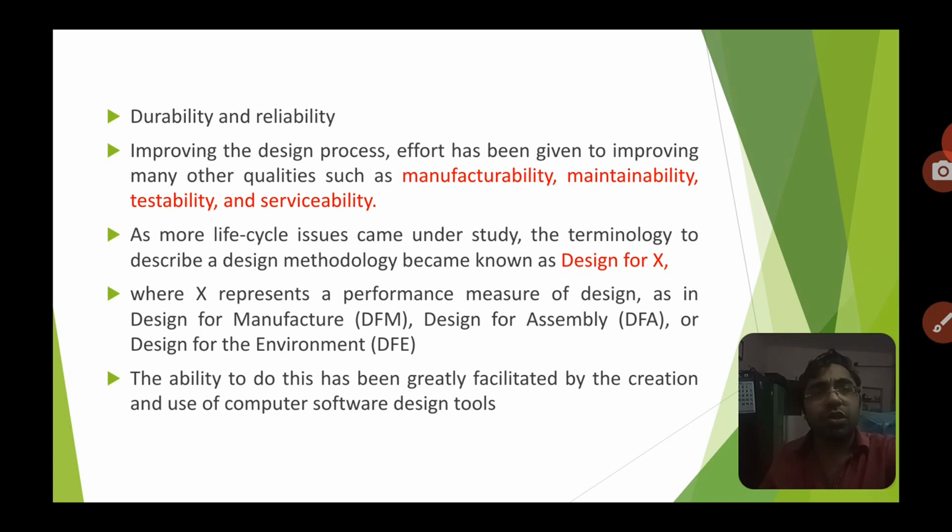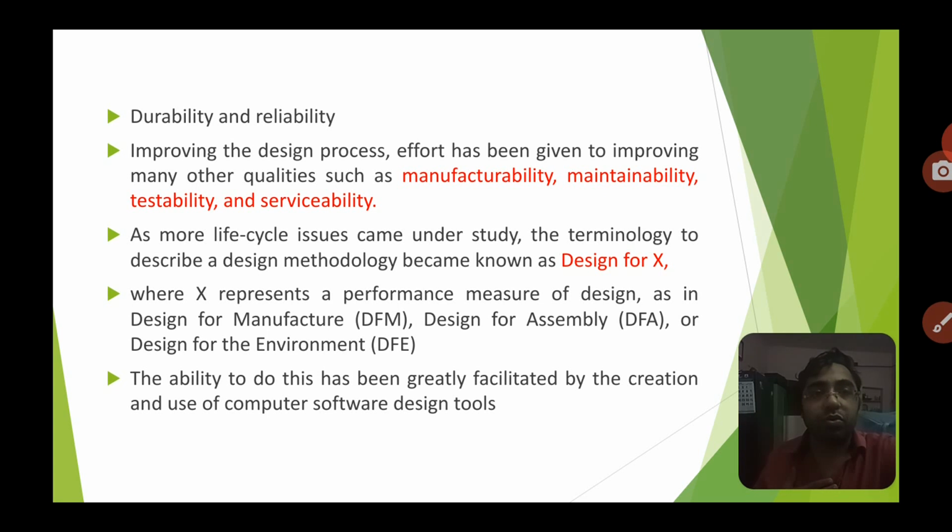Okay, so in the design process, all these things are kept in mind. As more life cycle issues come under study, the terminology to describe the design methodology becomes known as design for X. So what is design for X? When more life cycle issues come under study, the terminology to describe the design methodology is known as design for X.